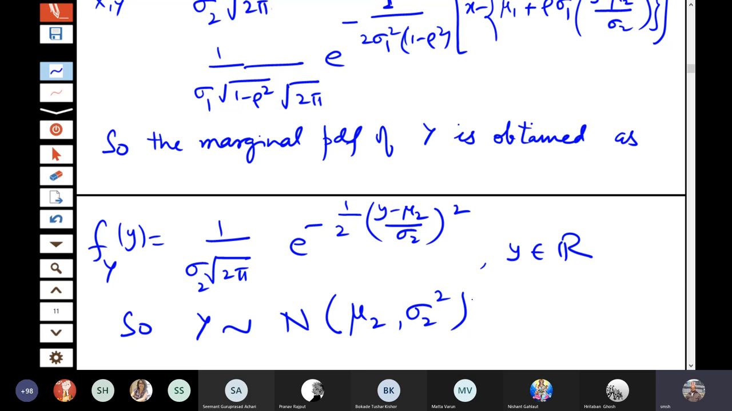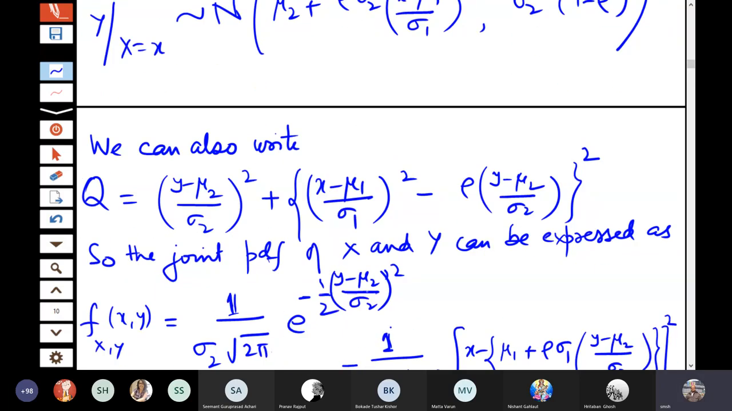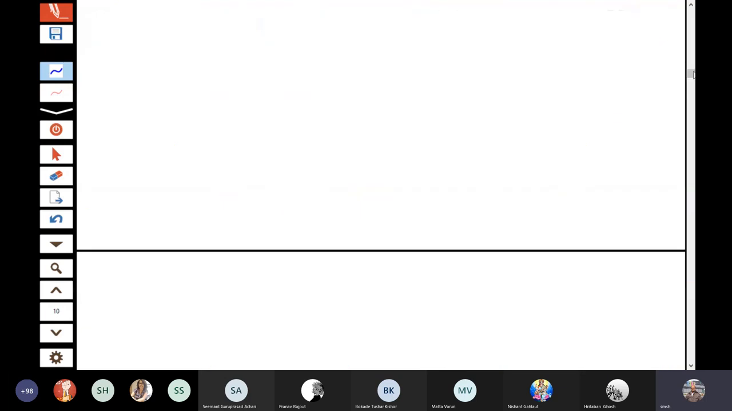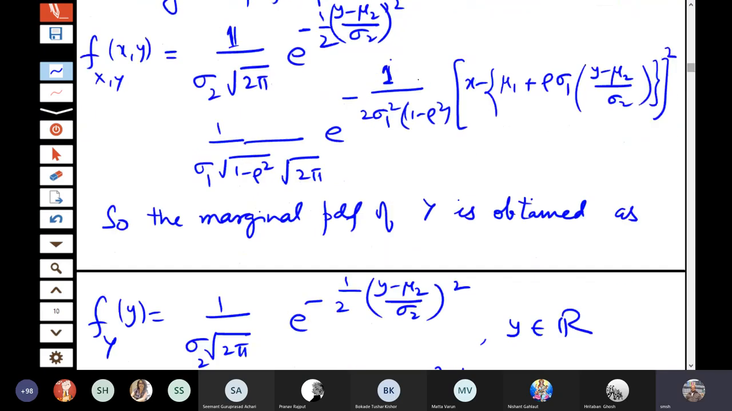And you can immediately see the conditional distribution of x given y also, because if you divide the joint distribution by this term, exactly this term will get cancelled out and you will be left with the second part here. The second part here is nothing but again a normal distribution with mean mu1 plus rho sigma 1 (y minus mu 2) by sigma 2 and variance sigma 1 square into (1 minus rho square).